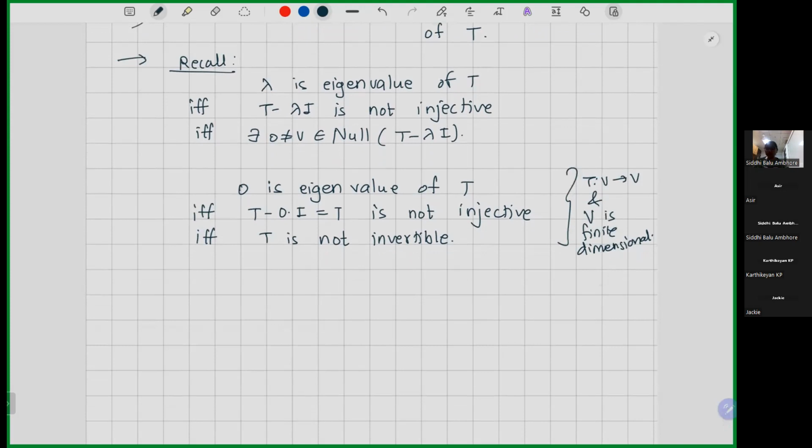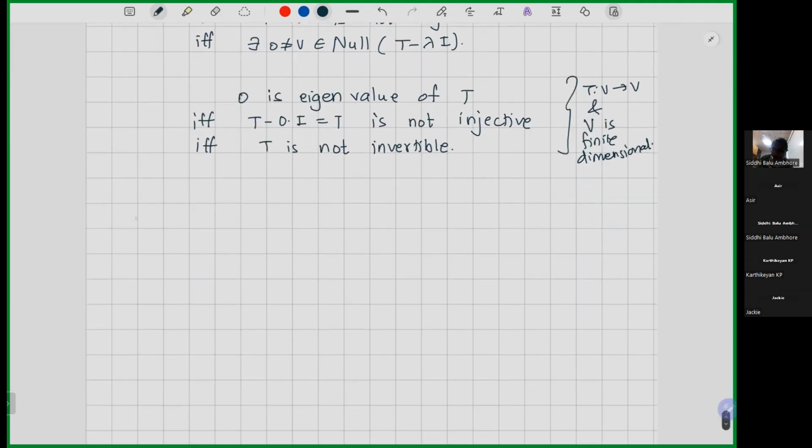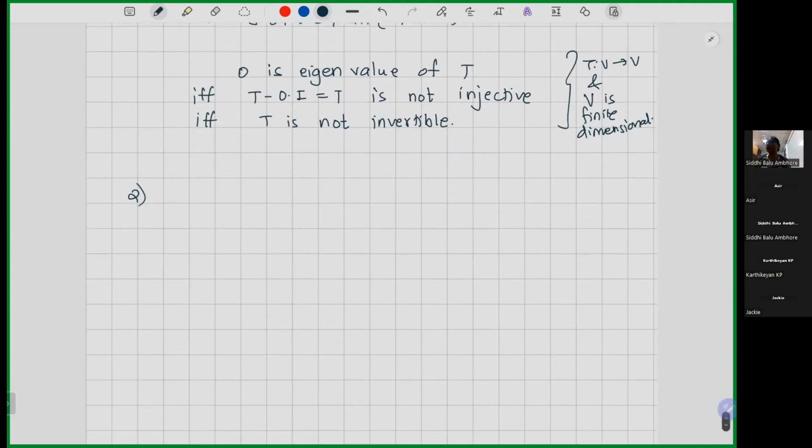Any doubts here? I'm just using the statement above. If you have any doubt, please let me know. Otherwise, I will move ahead with the next question.